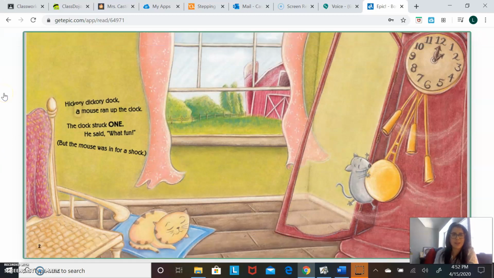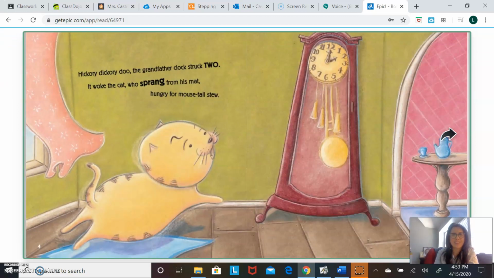Hickory dickory dock, a mouse ran up the clock. The clock struck one, he said, what fun, but the mouse was in for a shock. Hickory dickory do, the grandfather clock struck 2. It woke the cat, who sprang from his mat, hungry for mouse tail stew.